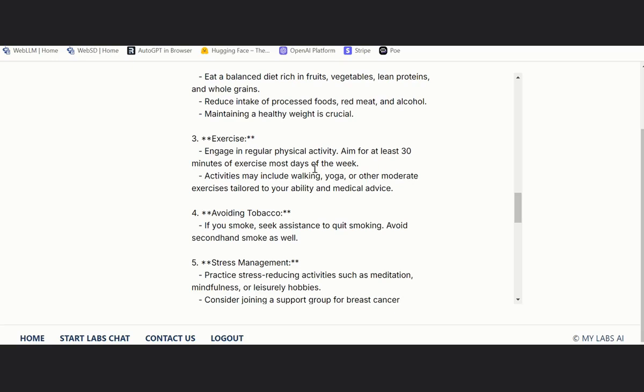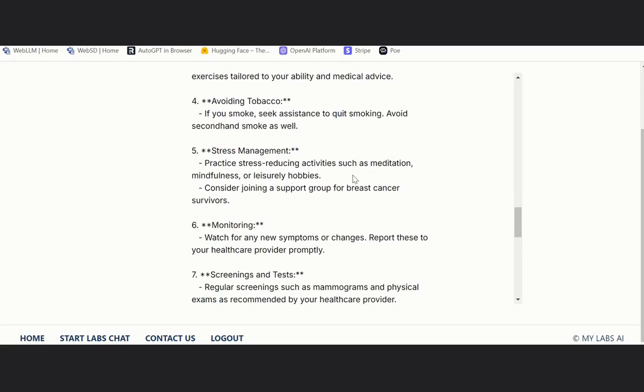Exercise. Engage in regular physical activity. Aim for at least 30 minutes of exercise most days of the week. Activities may include walking, yoga, or other moderate exercises tailored to your ability and medical advice. Avoiding tobacco. If you smoke, seek assistance to quit smoking. Avoid secondhand smoke as well. Stress management. Practice stress reducing activities such as meditation, mindfulness, or leisurely hobbies. Consider joining a support group for breast cancer survivors.